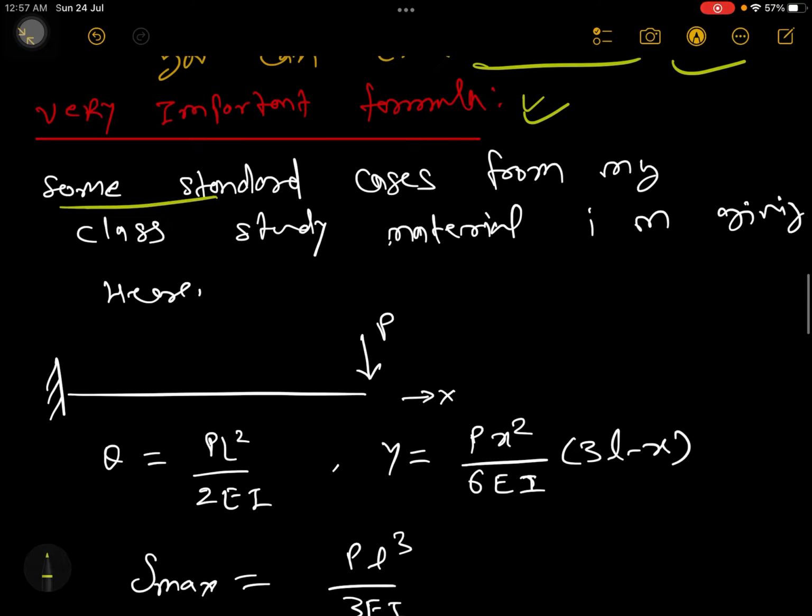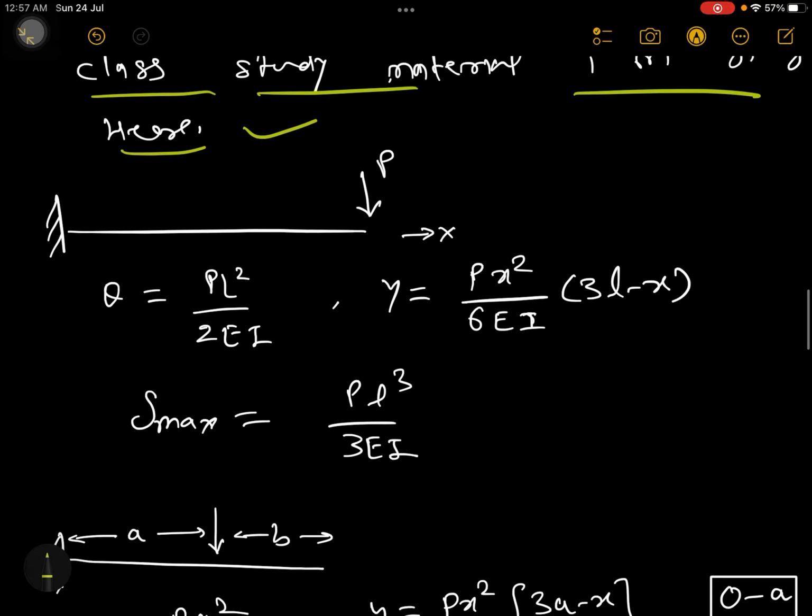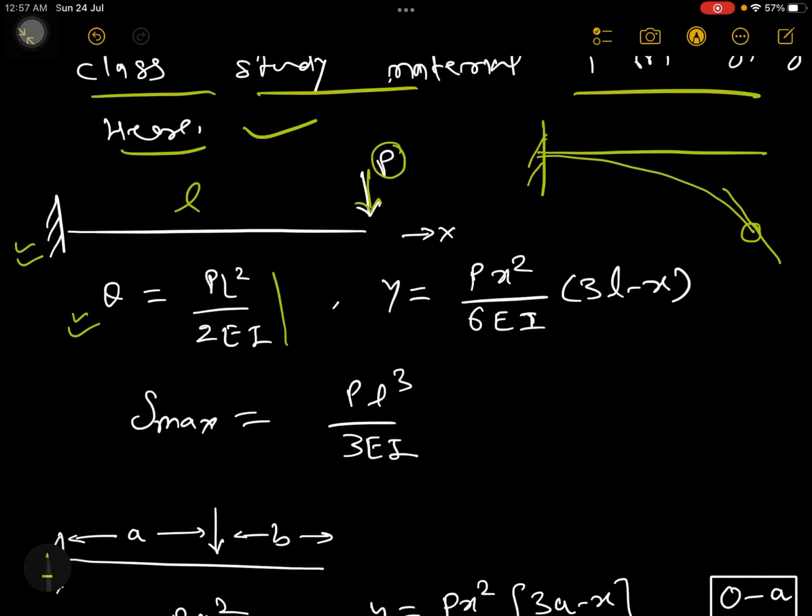So some standard cases from my classroom study material I am giving here. So see, suppose this is a cantilever beam and at the free end you have applied any load P, and suppose this length is L. So in that case, when the beam will bend like this, you will have a slope at this point. That slope formula is PL square by 2EI.